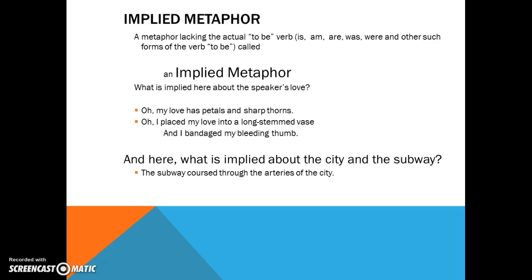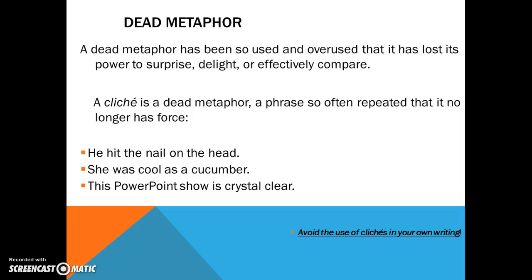I like this one a lot. The subway coursed through the arteries of the city. So by saying that, what kind of things am I implying about the subway? What am I trying to say? Can think that through. What courses through arteries of a body? Blood. Blood is the life force of the body, so the subway is sort of the life force of the city. It's a neat sort of metaphor.